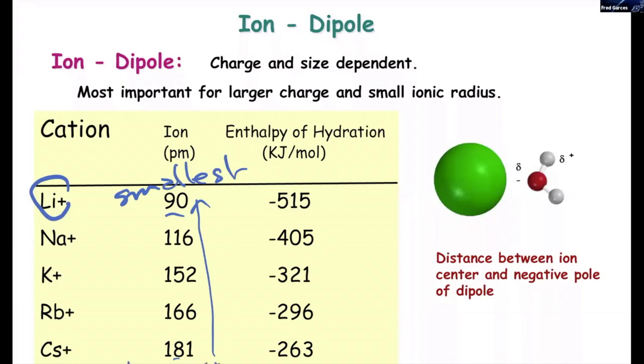Look at the intermolecular force, or the enthalpy of hydration. That is the energy by which water is attracted to that ion. 515, the negative tells you it's exothermic. Just look at the absolute value. 515 is much greater than 263. In other words, the small ion is going to attract that water more efficiently than the big ion. So in this particular case, intermolecular forces increase as the size of the ion decreases. Smaller is stronger, in other words.